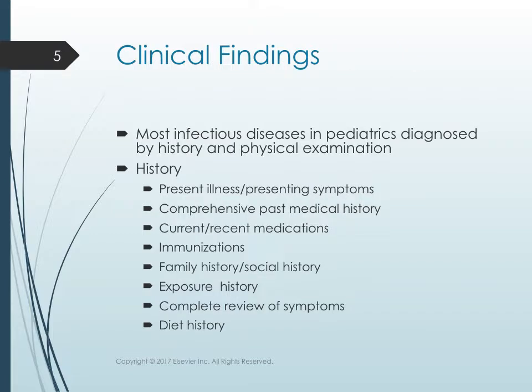Most infectious diseases in pediatrics are diagnosed by history and physical exam. So again, returning to the history that we are familiar with taking: the history of the present illness, the presenting symptoms, doing a comprehensive past medical history or an interval history if you're familiar with the patient. Include current medications, immunization status, important family history, social history, any known exposures, complete review of systems, and diet history, as ingestion of viruses and bacteria can occur.